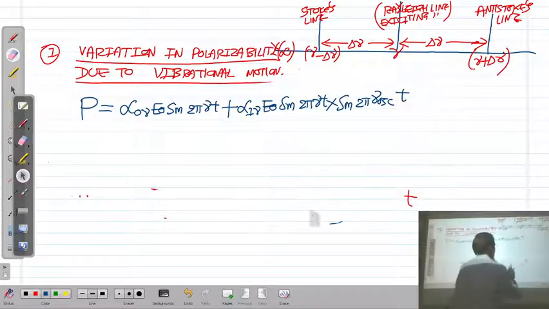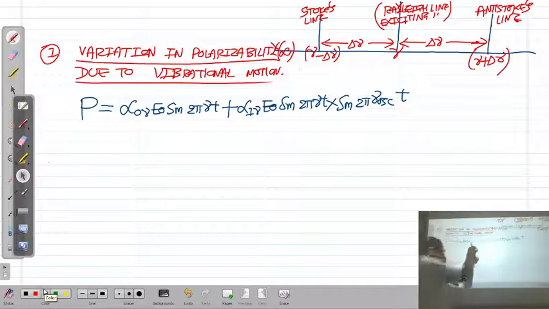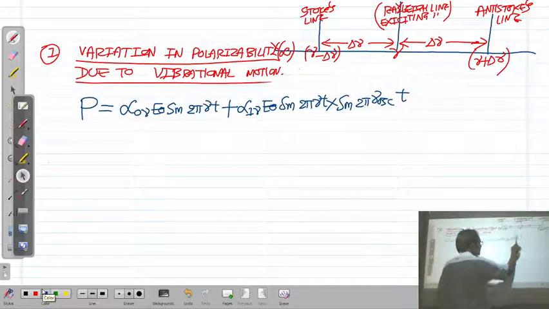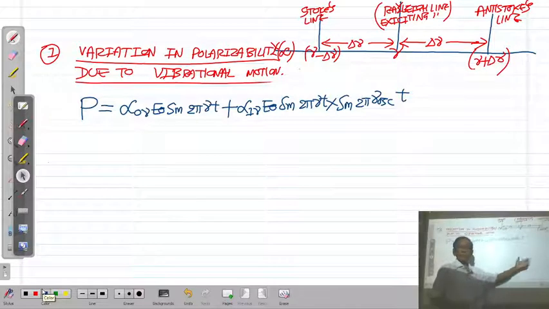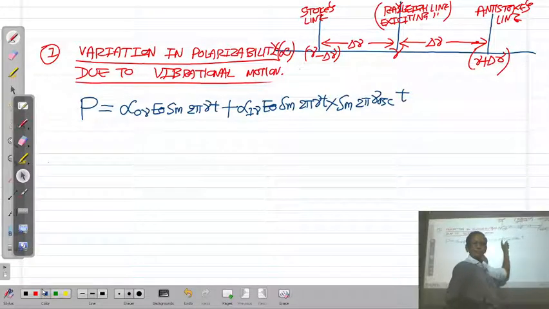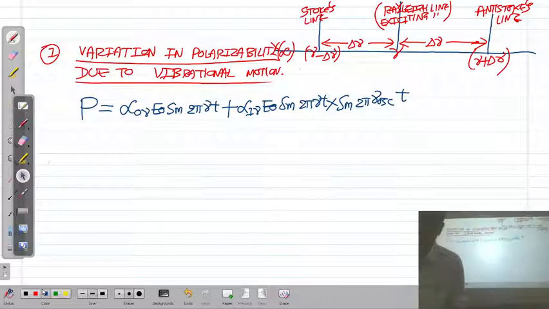Please remember what nu is here. This nu is the frequency of the incident beam, and nu oscillation is the frequency of the vibration motion of the molecule. So nu is the frequency of the incident light beam, and nu oscillation is the vibration frequency of the molecule.